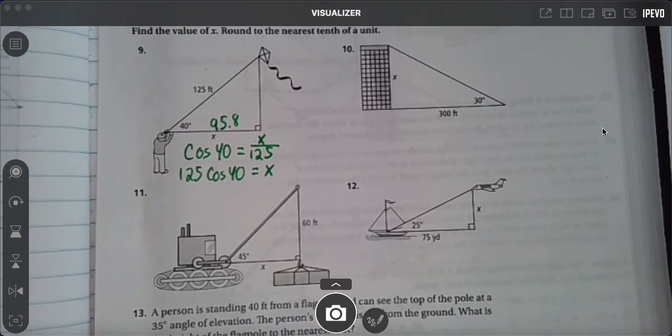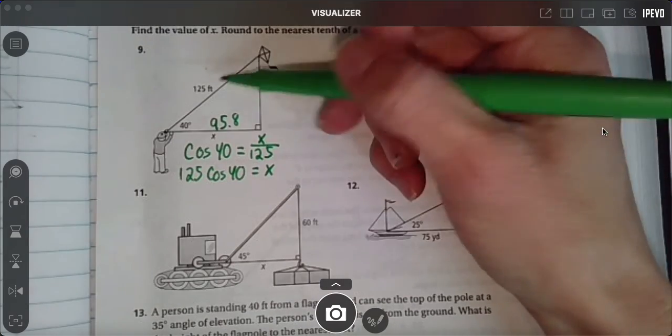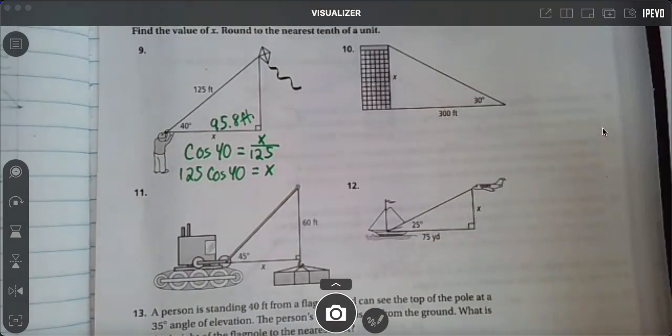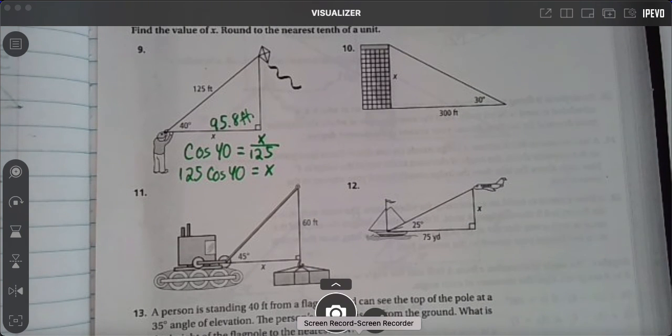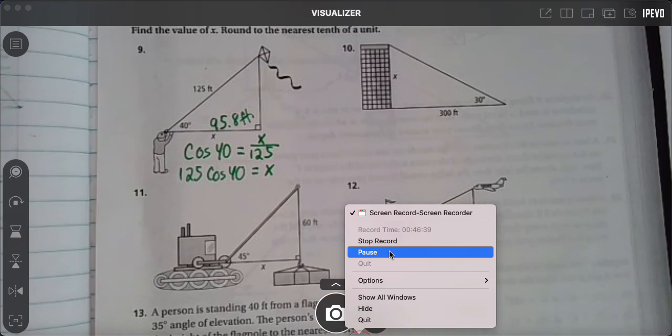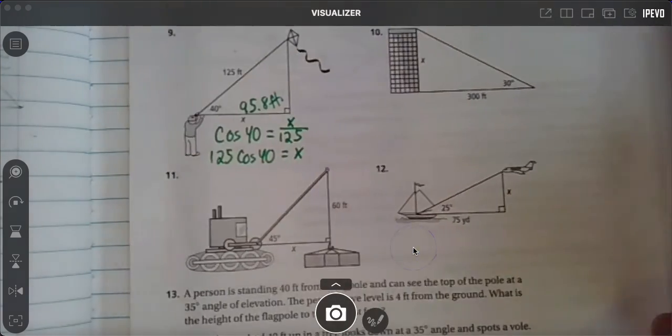Would that be in feet? Is that what you're asking? If this is in feet, then this is also in feet. Okay, now you're going to do 10, 11, and 12, and then I'll do another one with you in a minute. So y'all are doing 1 through 19.